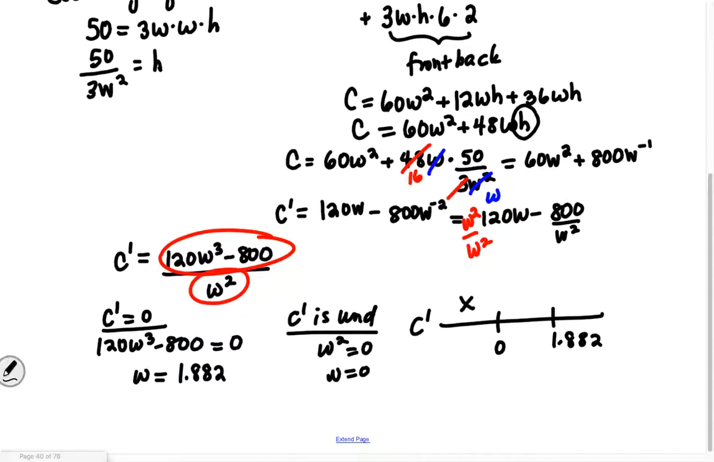Okay, so if I want a min, I want this to go down and then up for c, right? So I plug into c prime. And I would plug in here. So, yeah. So I plug in the numbers next to the critical value. So if I plug in like 1, I get 120 minus 800 over 1 squared. Is that positive or negative?